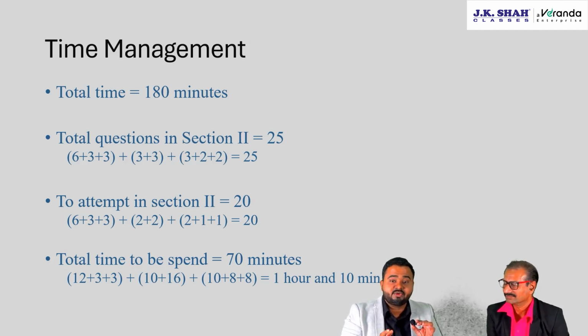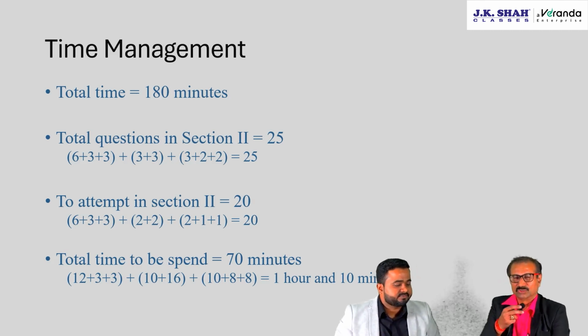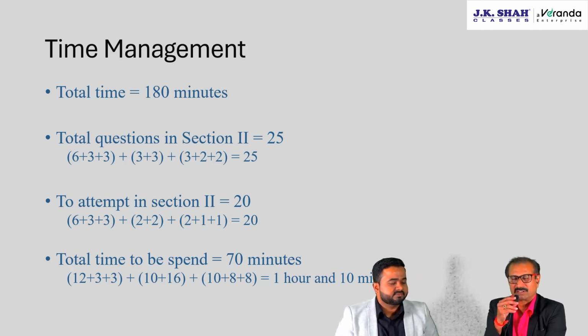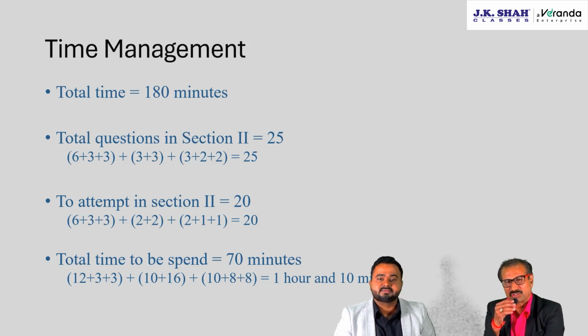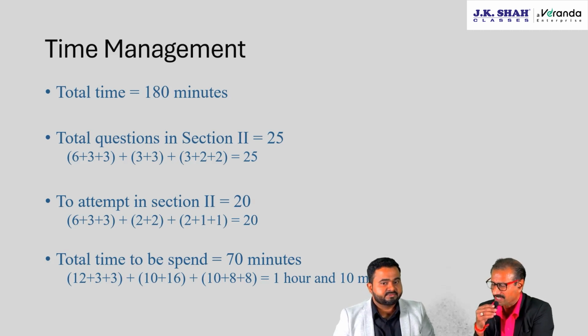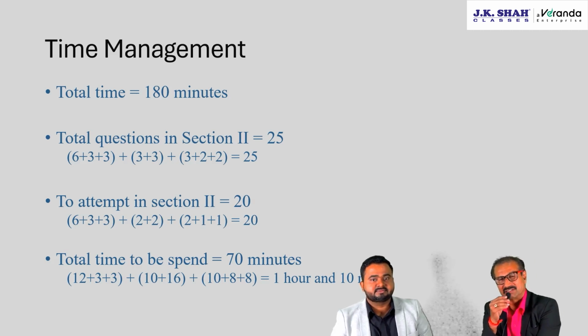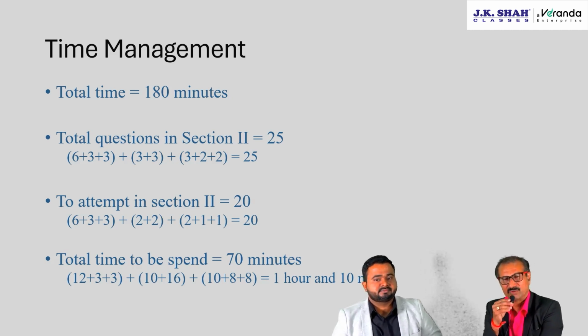So in all there are 25 questions, but the twist is on how many to attempt. We don't have to attempt all 25, correct? Sir will continue with this next. Yes. So in maths 1 there are 25 questions. In maths 2 also there are 25 questions, but we have to attempt, I mean, we are talking about compulsory questions. 20 are compulsory to attempt in section 2, 20, and in section 1 also 20. And total time spent, that is 70 minutes for one section.